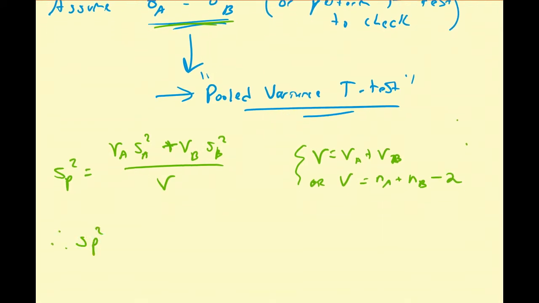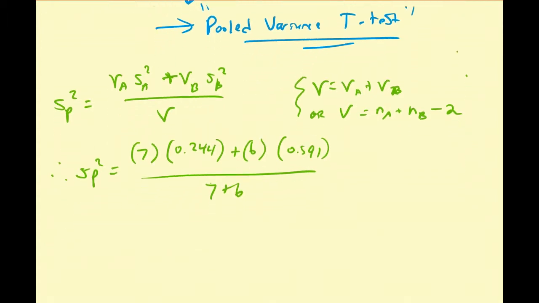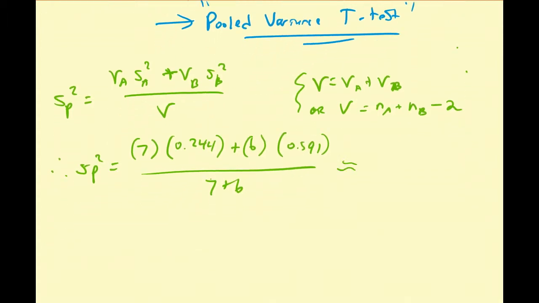All right, so based upon the things that we've calculated so far, nu A is going to be equal to 7. The variance of A is going to be equal to 0.244, plus the degrees of freedom for sample B, which is going to be 6, times its variance, 0.591, divided by the degrees of freedom for the entire thing, which is going to be 7 plus 6. And once we calculate that out, that's going to be approximately equal to 0.404. So that's the pooled variance.